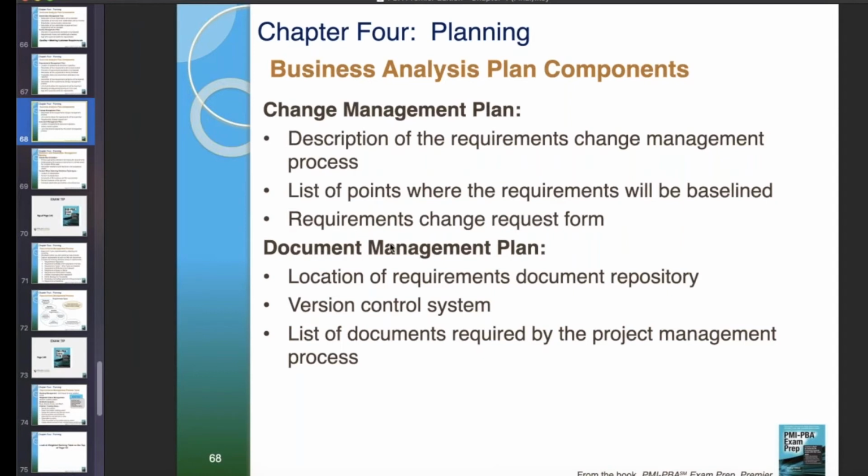And document management plan: a location of requirements document repository, a version control system, because look, you don't want people updating documentation on an older, outdated version, and when they submit it, it's non-compliant. You need to control the version of stuff. Make sure everyone can only fill out the current version. I'm talking remove the web page. Don't just take the web page address off the document that people refer to.